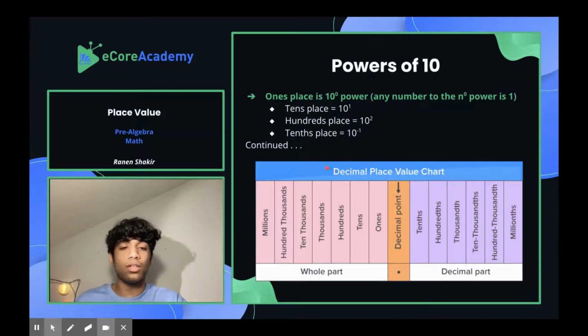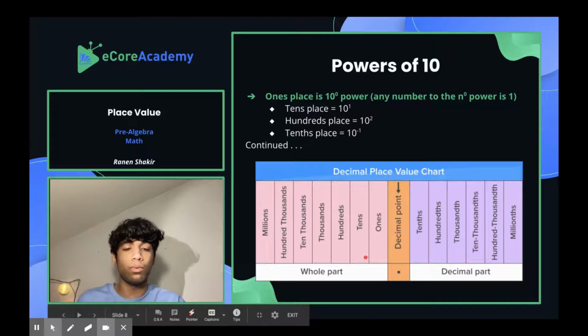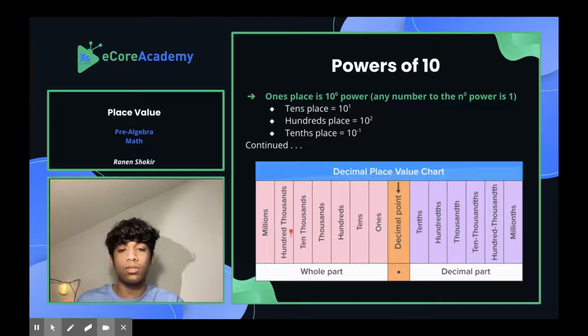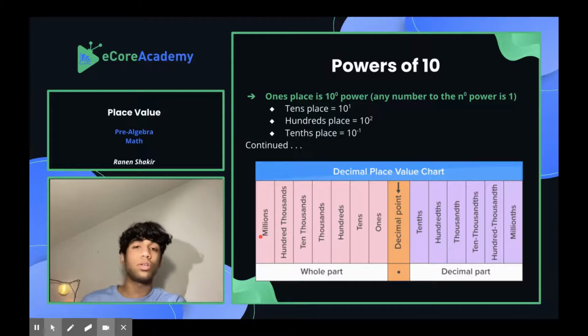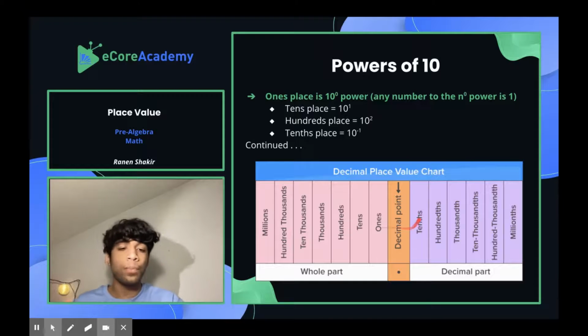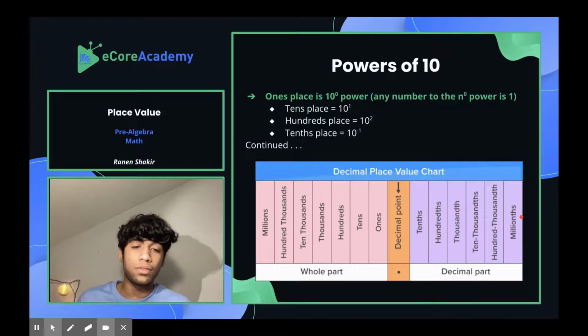And this is a nice little decimal place value chart, where we have the decimal point in the middle, which separates whole numbers from decimal numbers, whole part, decimal part. We have 1s, 10s, hundreds, thousands, 10,000s, 100,000s, millions, goes on forever and ever, never stops, infinite. And in the decimal part, we have tenths, hundredths, thousandths, ten-thousandths, hundred-thousandths, millionths. Again, it goes on forever and ever, it doesn't stop.